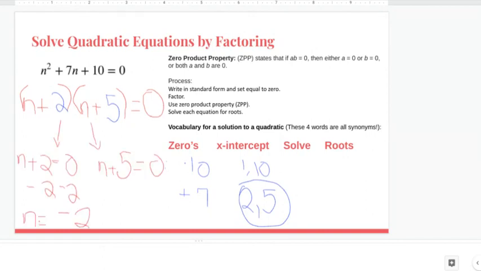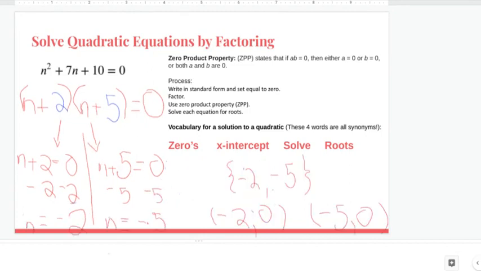So n plus 2 equals 0. I subtract 2 from both sides of the equation, and I have n equals negative 2. For my second solution, n plus 5 equals 0. I'm going to subtract 5 from both sides of the equation, and I'll get n equals negative 5. So I have two solutions, negative 2 and negative 5.